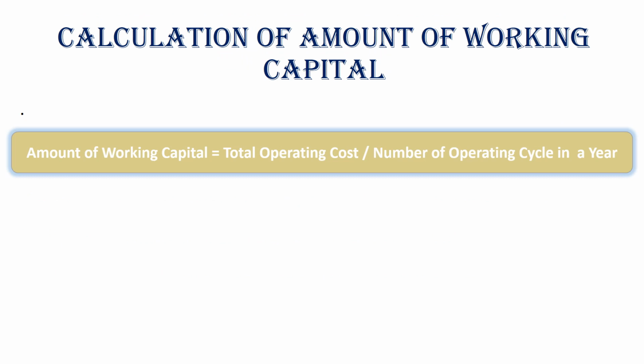Now we shall see the calculation of working capital amount using operating cycle method. The amount of working capital under operating cycle equals total operating cost divided by number of operating cycles in a year. So later on we will come up with some problems. I will explain there.